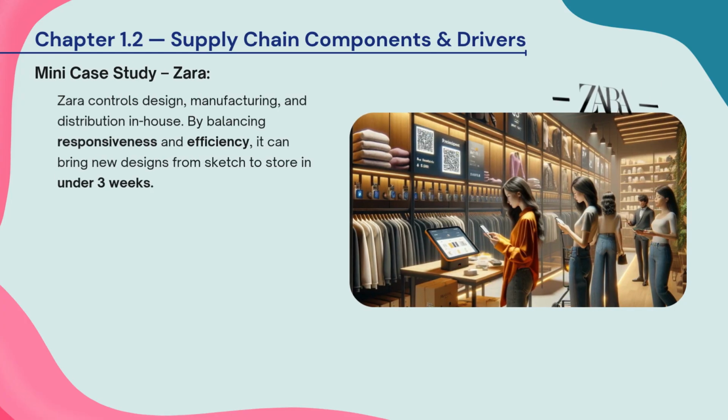This mini-case study highlights Zara's supply chain strategy. By controlling design, manufacturing, and distribution in-house, Zara achieves high responsiveness. It balances efficiency with speed, enabling new designs to reach stores in under 3 weeks. This approach demonstrates how integrated operations and flexible processes create a competitive advantage in fast fashion.